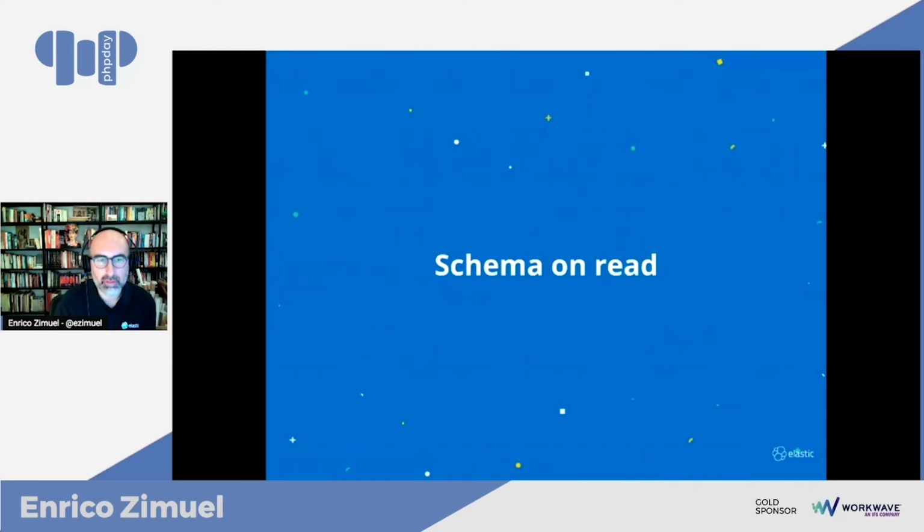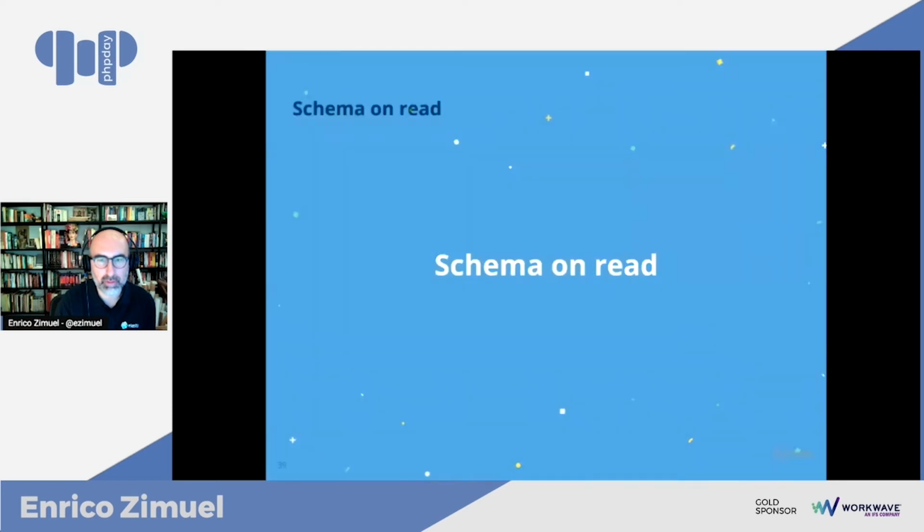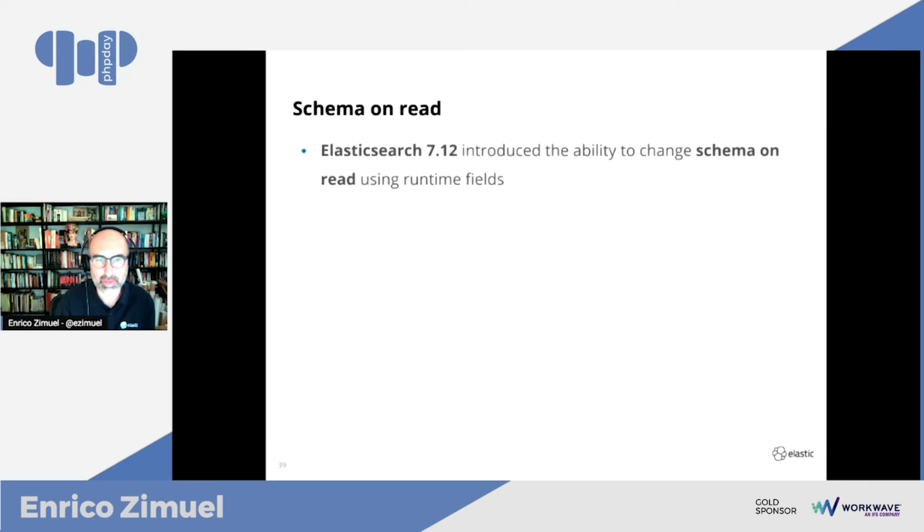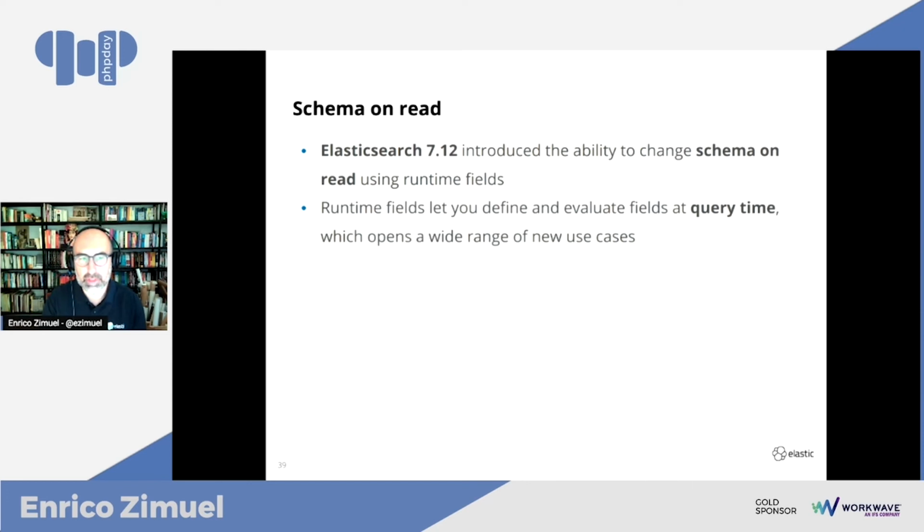The last feature that I want to present very briefly is schema on read. This is a feature that we introduced recently in version 7.12 of Elasticsearch. And basically, this introduced the ability to create fields at runtime. So imagine that you have a document that contains some fields, and you want to provide a search and add some fields using a script language. This is interesting because it opens new possible use cases.